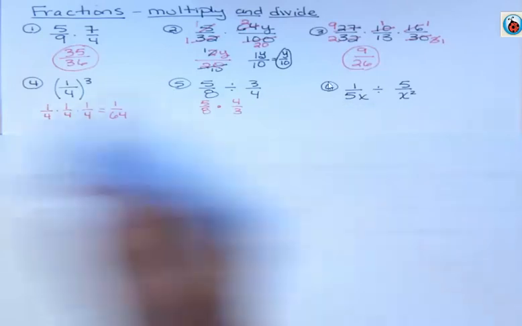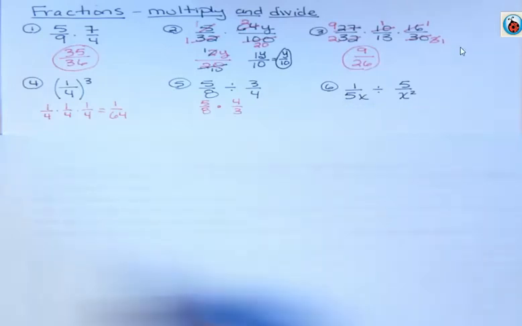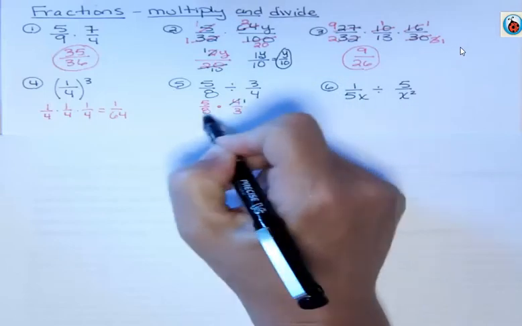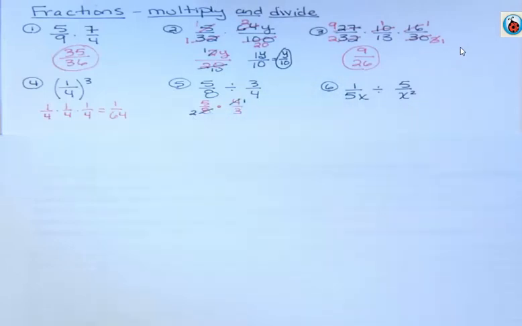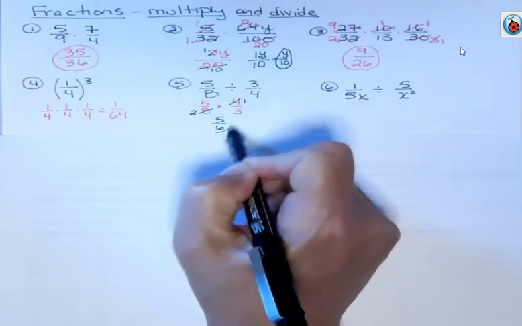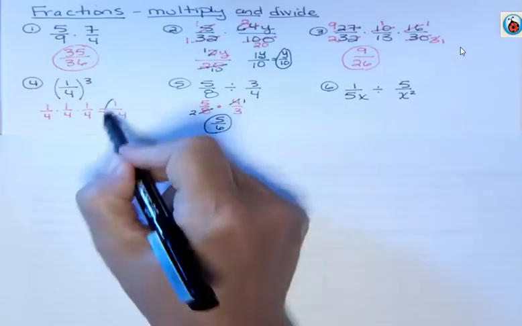Now I'm going to cross cancel because I can. I can see that 4 goes into itself once, and it goes into 8 twice. And now if I multiply across, I get 5 times 1, which is 5, and 2 times 3, which is 6, and I get 5/6.